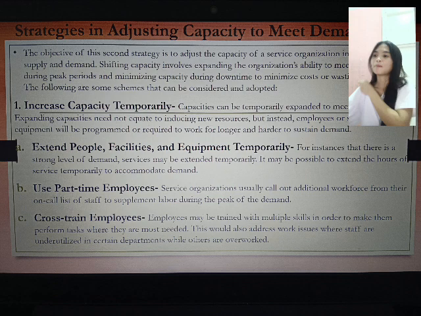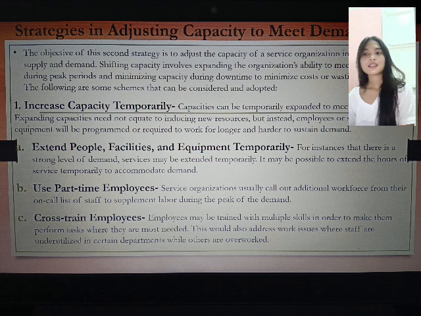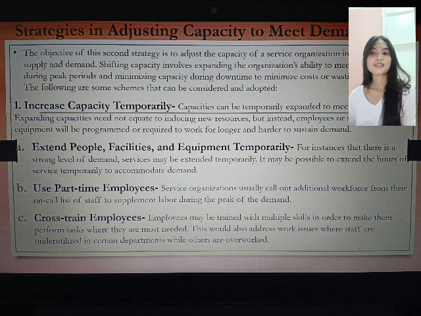So the first one is increase capacity temporarily. Capacities can be temporarily expanded to meet the demand. Expanding capacities need not equate to acquiring new resources, but instead employees or staff, facilities and equipment will be programmed or required to work longer and harder to sustain demand. So kung ano ang capacity na kaya niyo i-provide sa customers, temporarily i-expand niyo para ma-meet ang customers' demand. So high increase demand, may mga extended na people, facilities, and equipment temporarily.